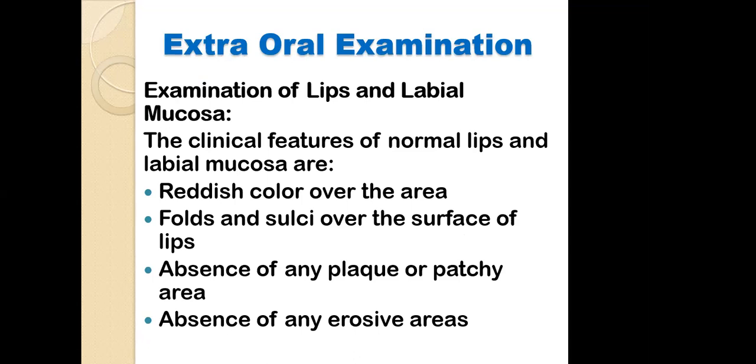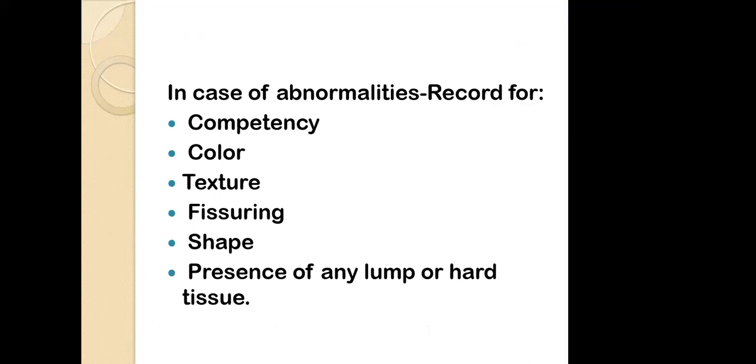Examination of lips and labial mucosa. The clinical features of normal lips and labial mucosa are: reddish color over the area, folds and sulci over the surface of the lips, absence of any plaque or patchy area, and absence of any erosive areas. A normal lip, you are very familiar with. Abnormalities include competency, color, texture, fissuring, shape, presence of any lump or hard tissue. Competence means the person is able to bring together the lips. When people have facial palsy, they develop incompetence.